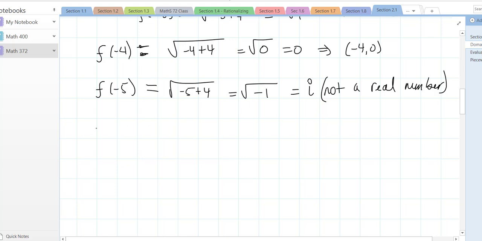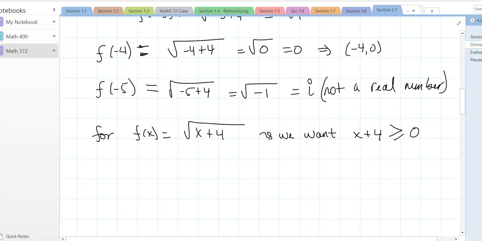So one of the things we can say is for f of x equals the square root of x plus 4, since we can't take the square root of a negative number, that means we want the inside of the square root, x plus 4, to be greater than or equal to 0. Since the square root of 0 is 0, we want the equals there. And then solve this inequality. So subtract 4 from both sides, we get x is greater than or equal to -4.